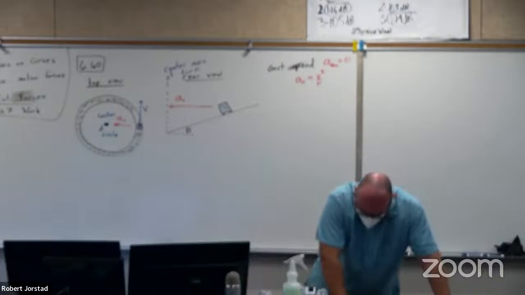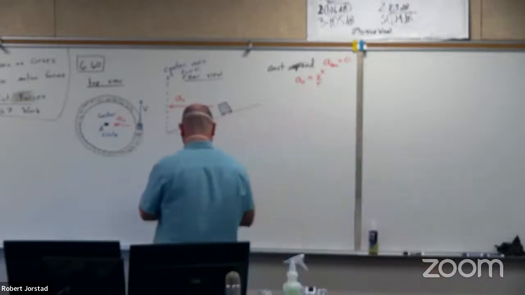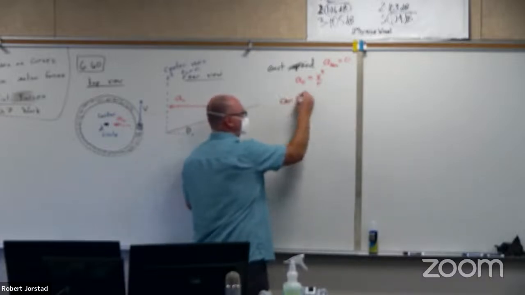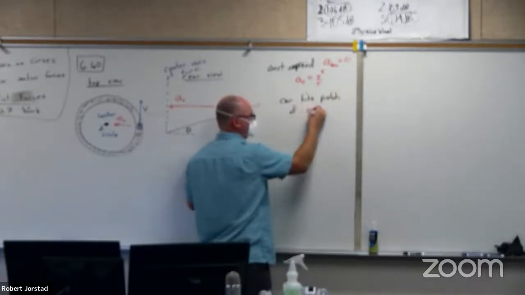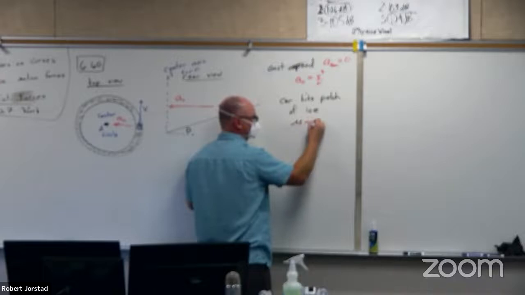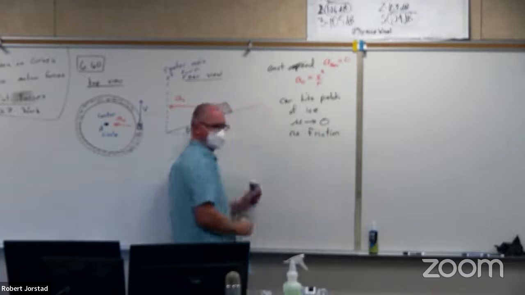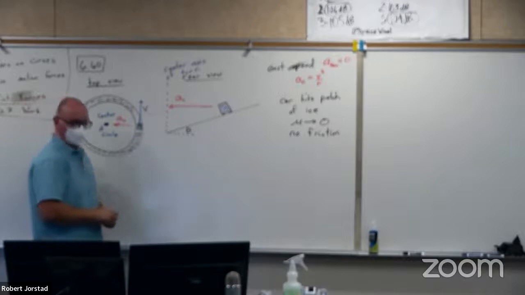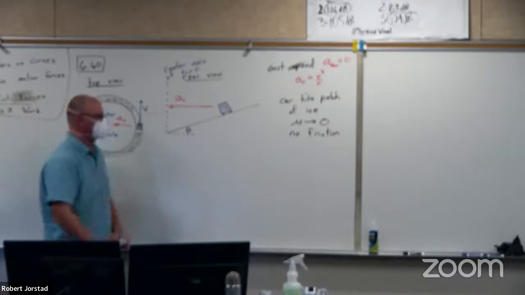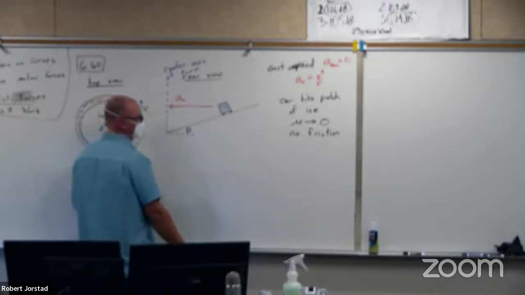The car hits a patch of ice. While on the ice, negligible friction force. Car hits a patch of ice, basically mu goes to 0. No friction. Does that sentence make sense? We've got no friction. If that is the case, tell me one force acting on the car. mg. Which way? Straight down.